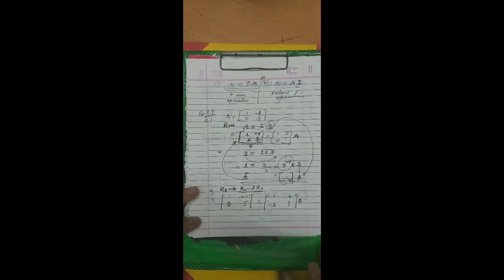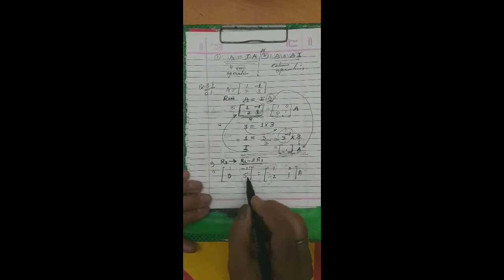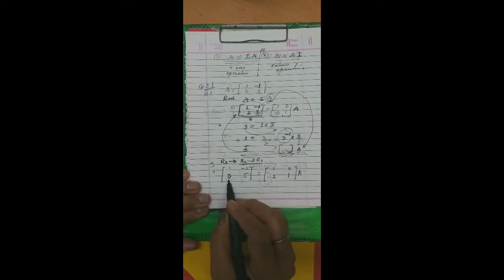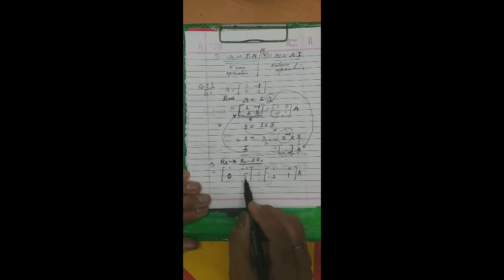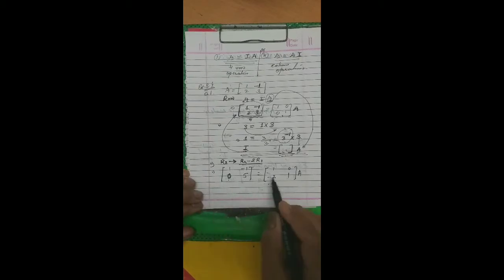Clear? Now, next step is, just target this R2 only at the moment. 1 minus 1 we will target it later. 0 we have now. We want 0 here. 0 we got. We want here 1. So what we can do, we can divide R2 by 5. So what will happen? 0 upon 5, 0, and 5 upon 5, 1.